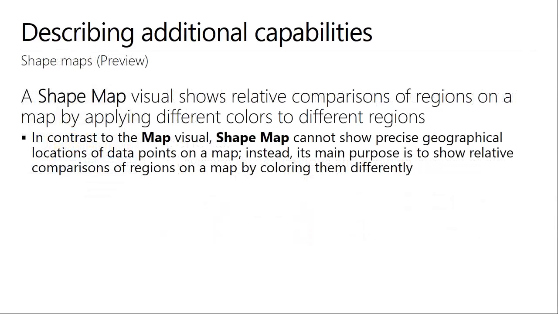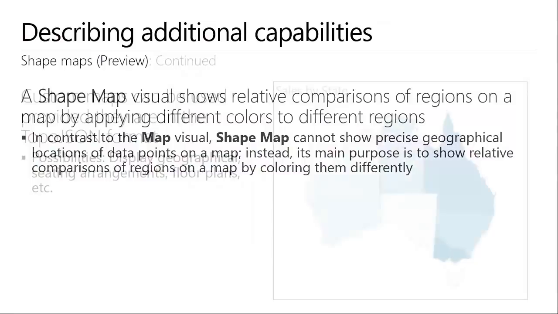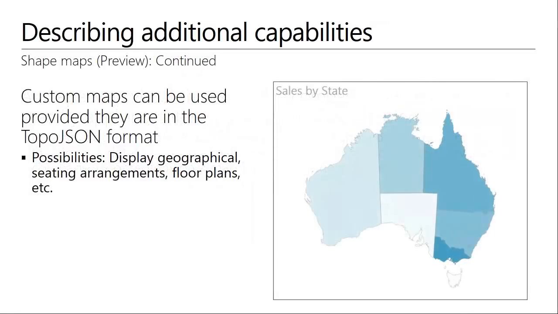And then finally the shape map, which is presently in preview. In contrast to the map visual that we already have, the shape map cannot show precise geographic locations of data points on a map, but instead what it shows is relative comparisons of regions on a map by coloring them differently. There are maps out of the box, but custom maps can be used providing they're in the topo.json format. And so possibilities include displaying geographical maps, seating arrangements in theaters, floor plans in supermarkets, and so on.